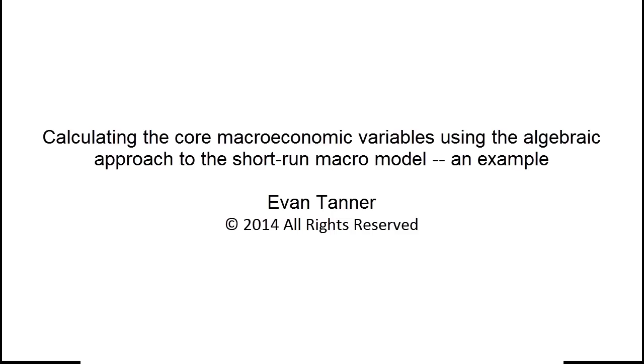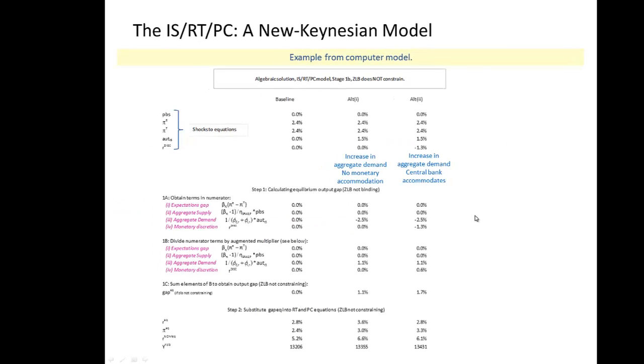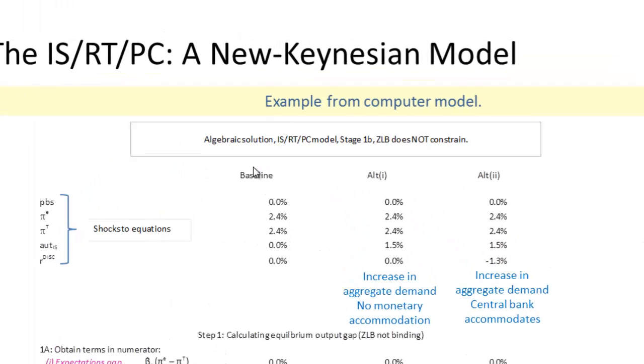Hello, this video continues our lesson on how to use the short-run New Keynesian model to obtain numerical results. So let's look at an example that we've done here. This will be actually a familiar example. Over here on the left-hand column, this is the baseline assumption for shocks. These are all the shocks.